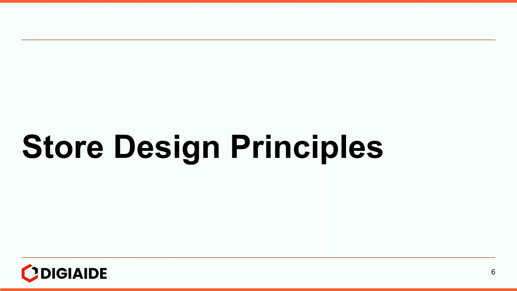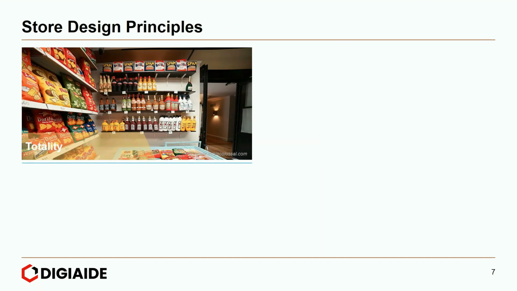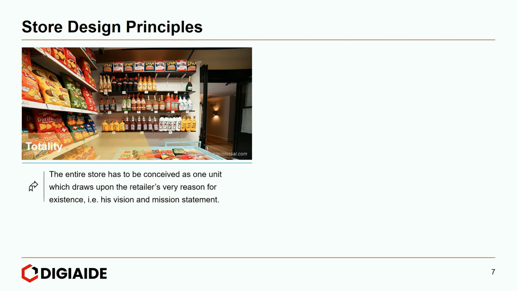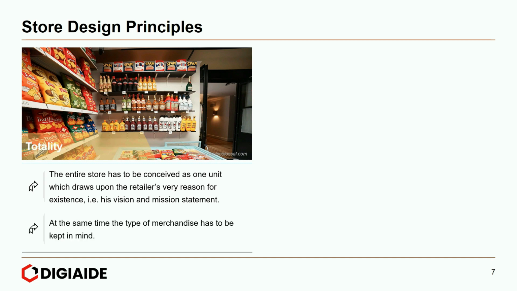Moving on to store design principles. First, the element of totality. The entire store has to be conceived as one unit, which draws upon the retailer's very reason for existence, that is, his vision and mission statement. At the same time, the type of merchandise has to be kept in mind. The entire store, right from the store entrance to the type of fixtures used to display the merchandise, has to come across as one entity. That is the principle of totality.